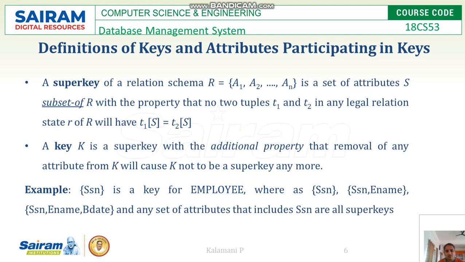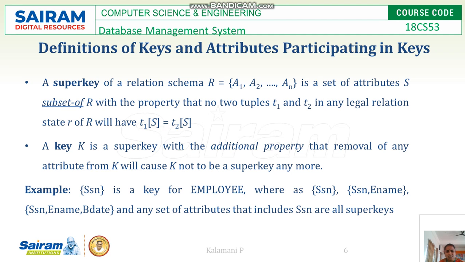So again we are going to revise that. First we should define a super key. Already we know a super key of a relation schema R, equal to A1, A2, etc., An, is a set of attributes S, a subset of R, with the property that no two tuples t1 and t2 in any legal relation state r of R will have t1[S] equal to t2[S]. Okay.